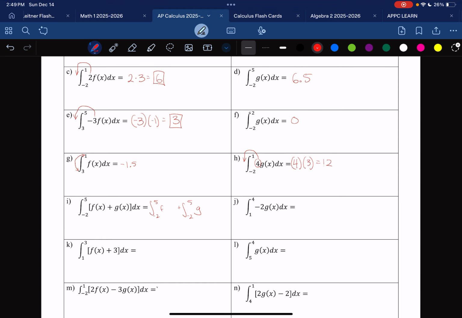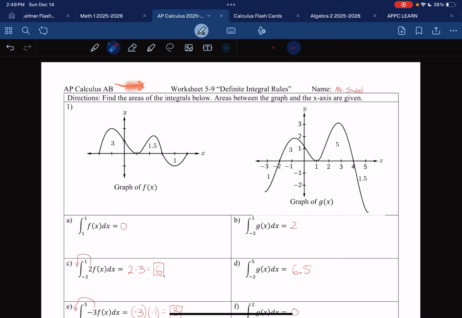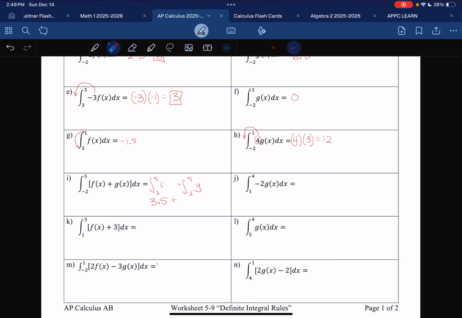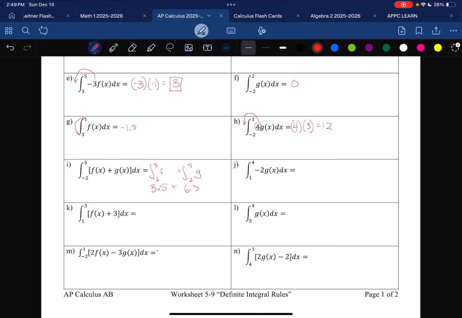So I'll write a note here. This is 3.5 plus whatever the area is between -2 and 5 of G. Oh, we did that right here. So it's 6.5. So I can say over here, this is 6.5. And adding those together gives us 10.